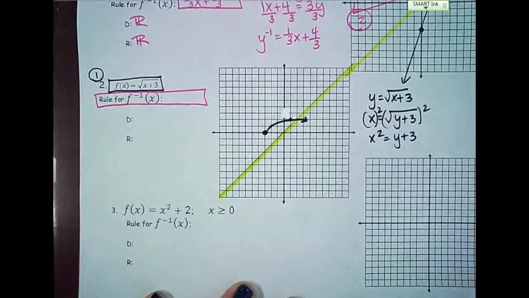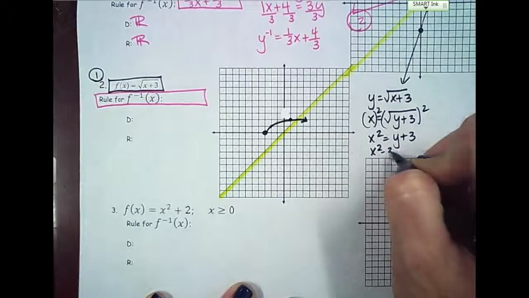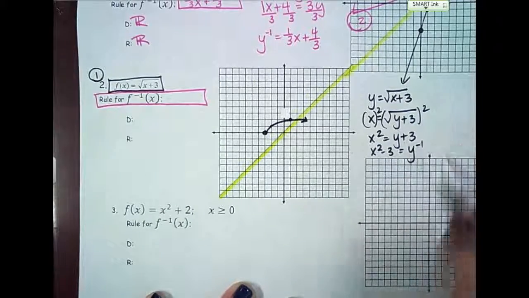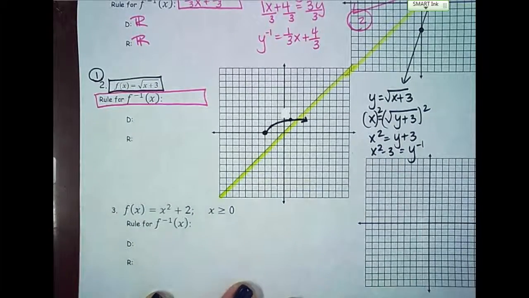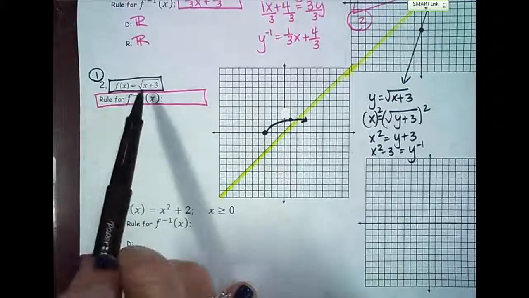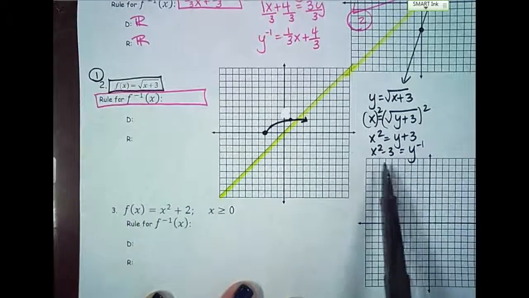Now what are you going to do to both sides? Move the 3 over. So x squared minus 3 equals, and we call it y to the negative 1. Why do I have to put that negative 1 there? Just the inverse. You've got to communicate to me it's the inverse. It's not the original function. The original function was the square root of x plus 3. The inverse is x squared minus 3.